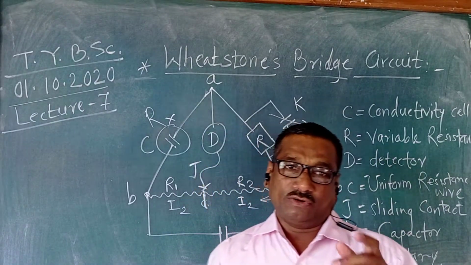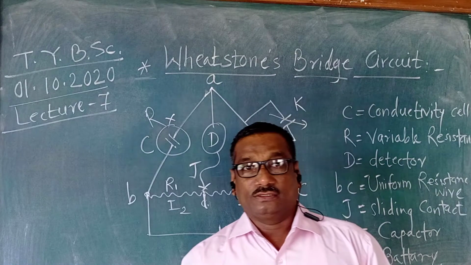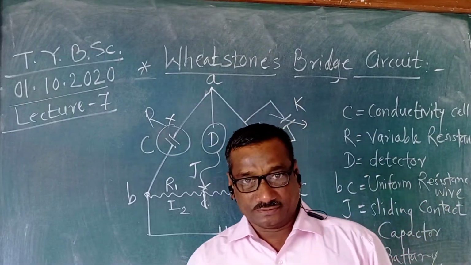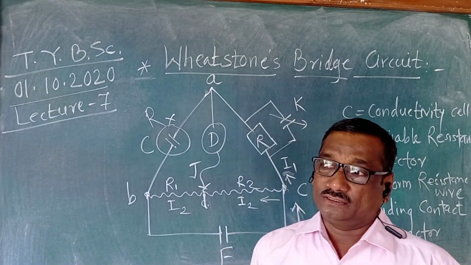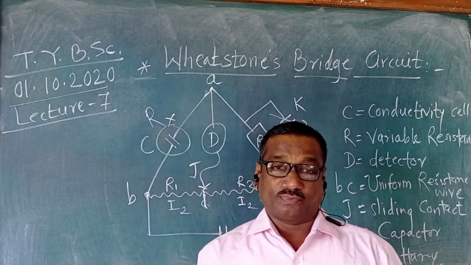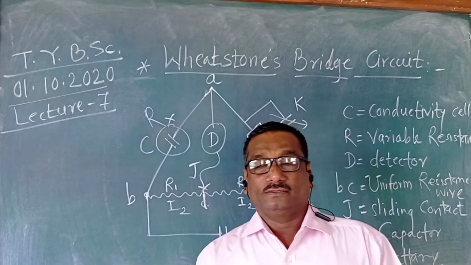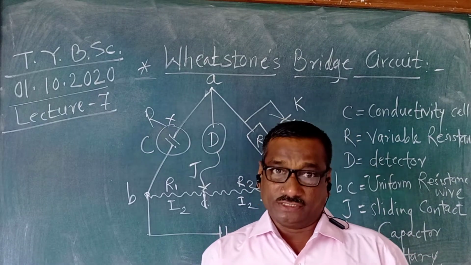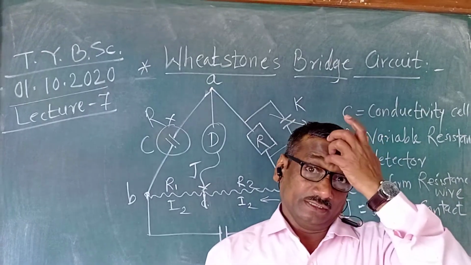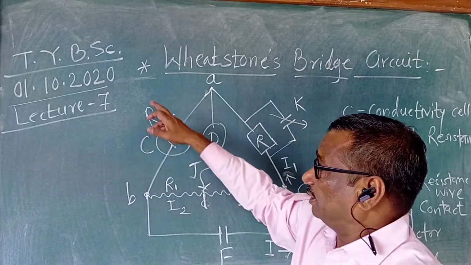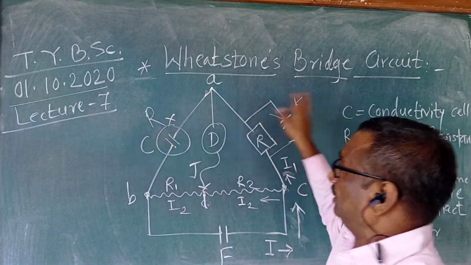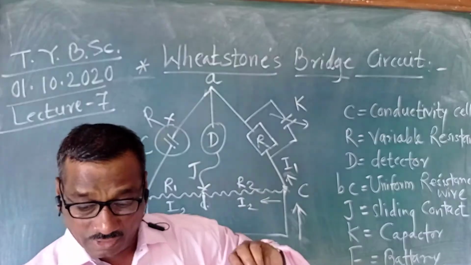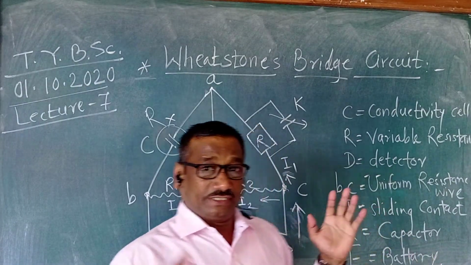Fifth lecture, we discussed the cell constant and the measurement of cell constant practically or experimentally. Then in the sixth lecture, we studied the types of conductivity cell and the measurement of conductance experimentally. All these 6 lectures we have completed, and now we are going to discuss, in the 7th lecture, the Wheatstone bridge circuit. Now, for what is the Wheatstone bridge circuit given?